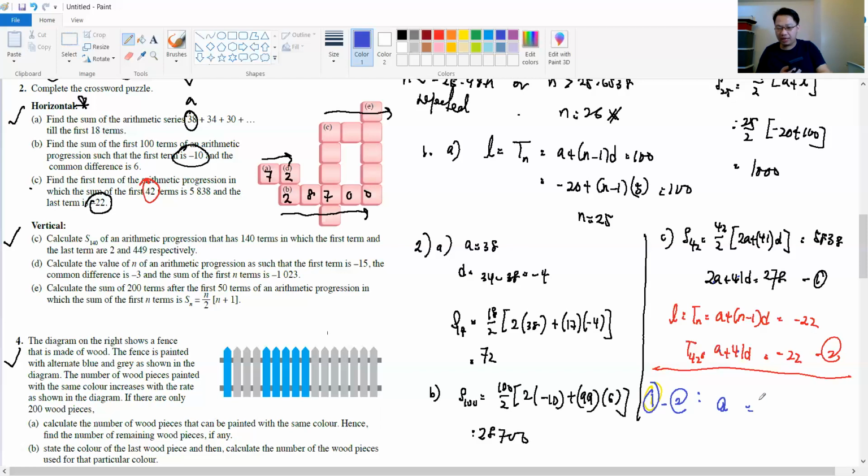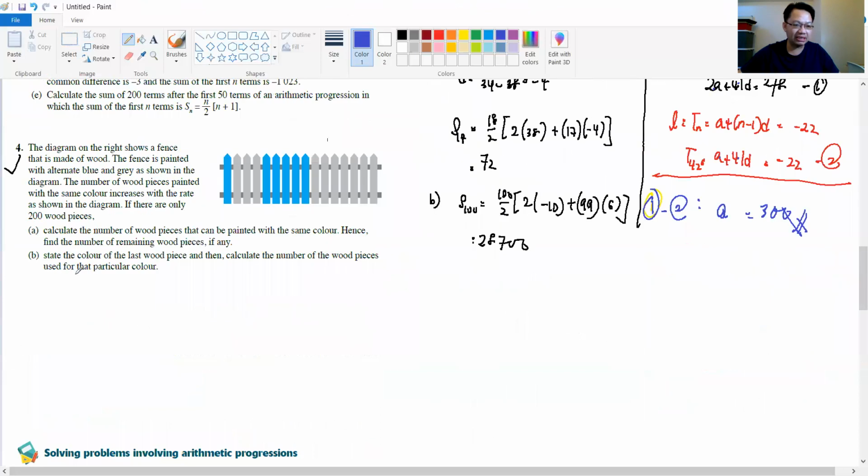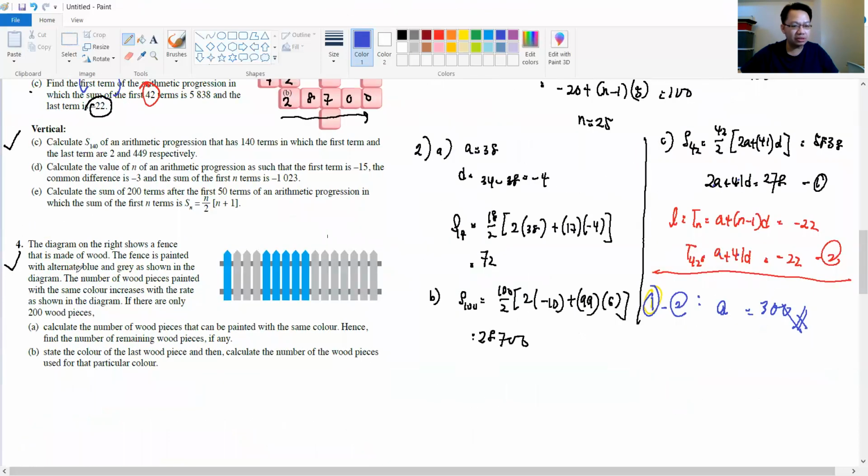So the answer is 300. So your A is 300. First term is 300. We want to find the first term. Done. We already obtained. Settle. So, vendors, please do everything that we already discussed here. Alright. So that is question number 2.